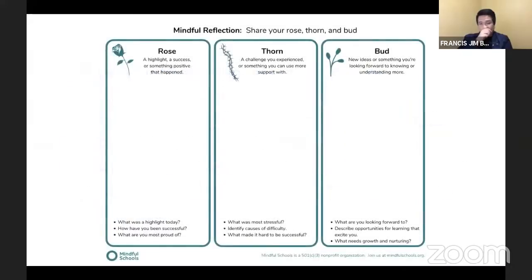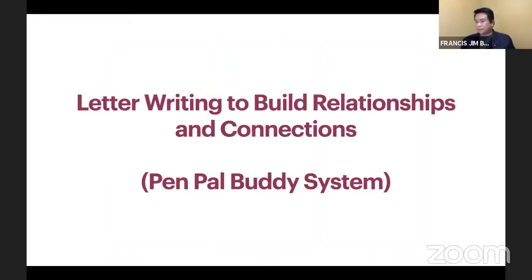You can do something like this. This is by Mindful Schools, so you can visit Mindful Schools on the internet. They have their own website. I've gotten this idea from them. So you can have this kind of journal prompt, an organized way of doing journals for your students. You can put this in your module so that you don't just focus on the academic part. So rose, thorn, and bud. The questions are also there. You can explore this on your own.